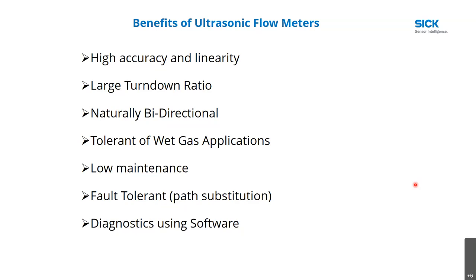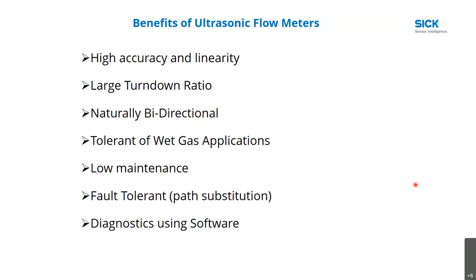One of the things about the ultrasonic meter is very high accuracy and linearity. And it has a very large turndown ratio. The turndown ratio is a minimum of 50 to 1. Usually you can get anywhere from 100 to 150 to 1 turndown ratio. One of the other benefits is it's naturally bidirectional. You don't have to do anything to the meter. It measures gas in the forward or reverse direction without you having to do anything to signify which way the flow is going.